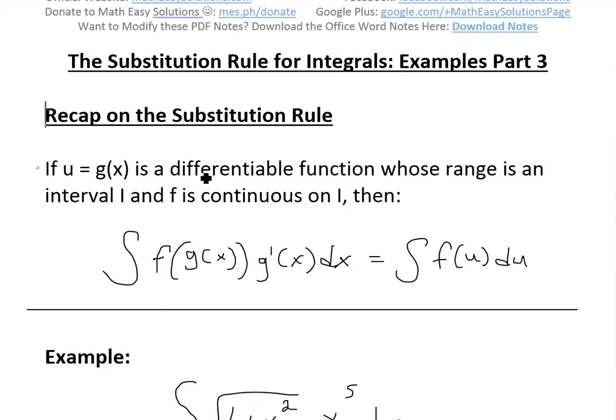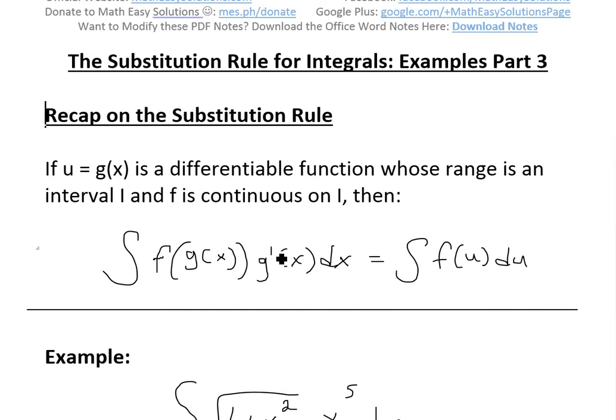Before I get to it, I want to recap the substitution rule, which you can learn more about, including the proof of it, in the video links below in the description. Basically, if u equals g of x is a differentiable function whose range is an interval I, and f is continuous on I, then we're going to plug g inside f. If you have f of g of x, the range I of g becomes the new domain of f, and f has to be continuous on it. Differentiable just means you can take the derivative of u.